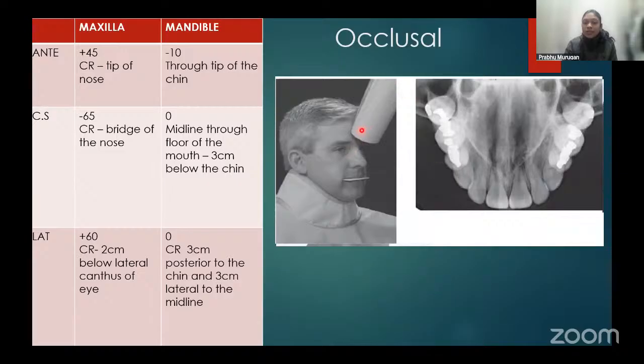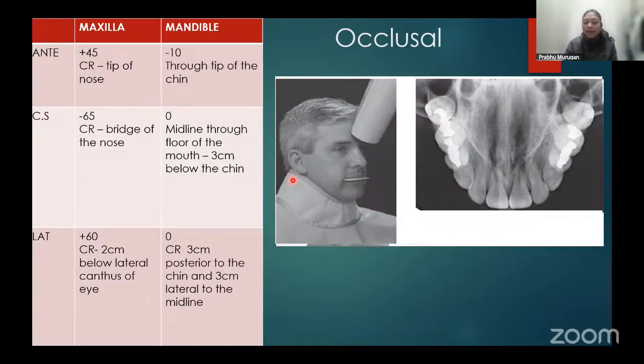You can see here, right? This is the cross-sectional maxillary occlusal projection. It is passing through the bridge of the nose at an angulation of plus 65 degrees. So you will be able to see the entire maxillary arch in an occlusal view, but the apex will not be very clear. Okay, so the entire maxillary arch is visible here.